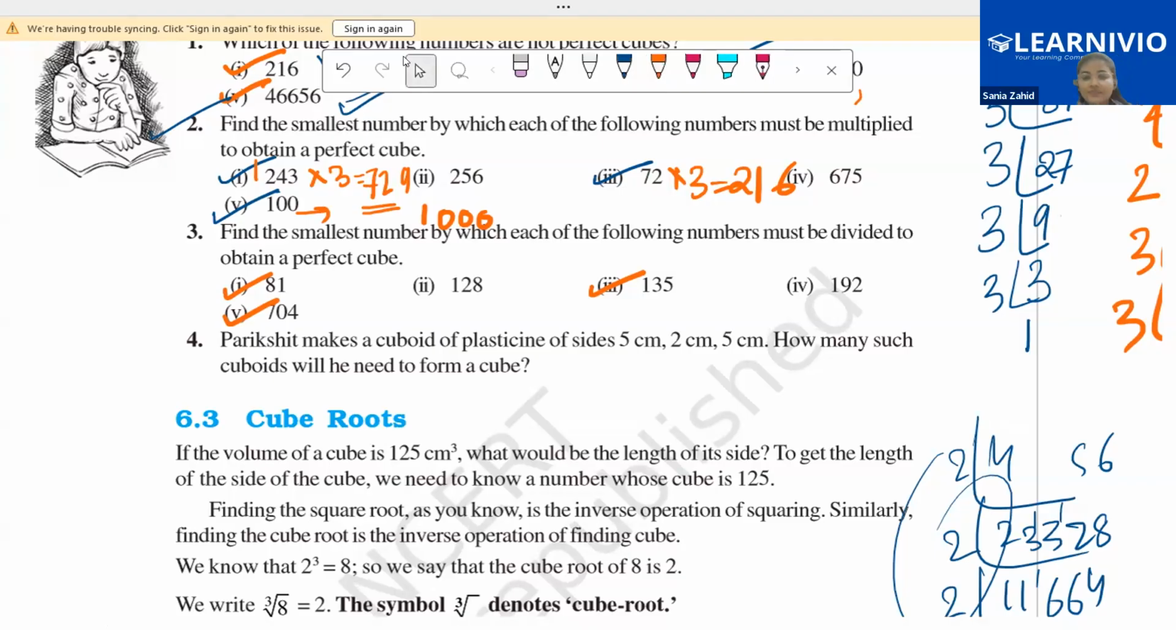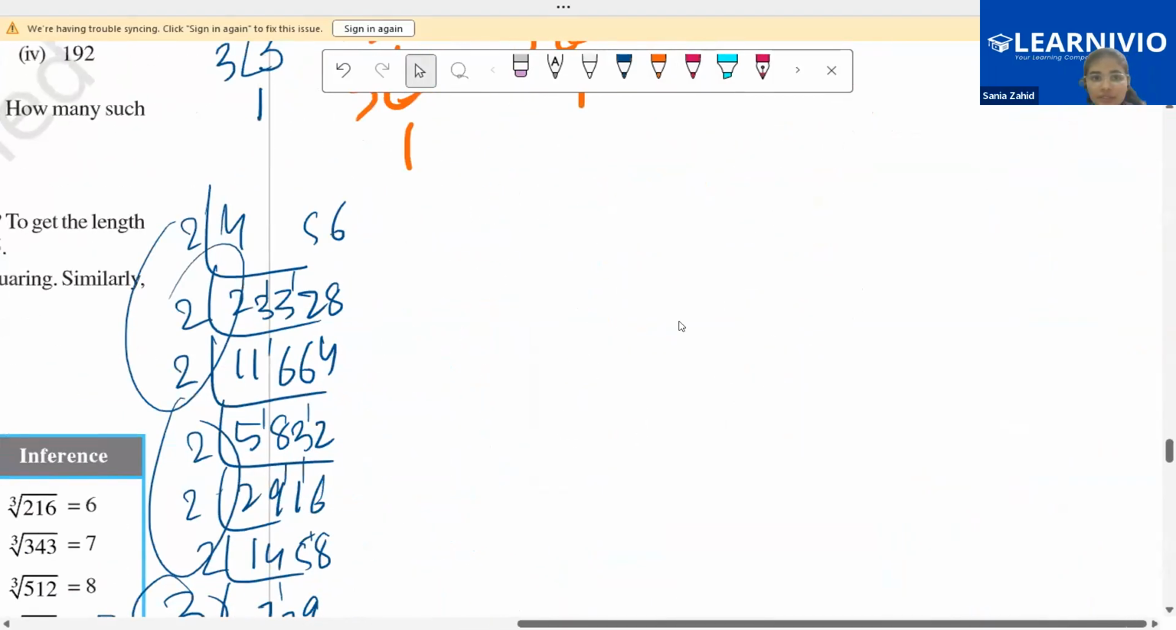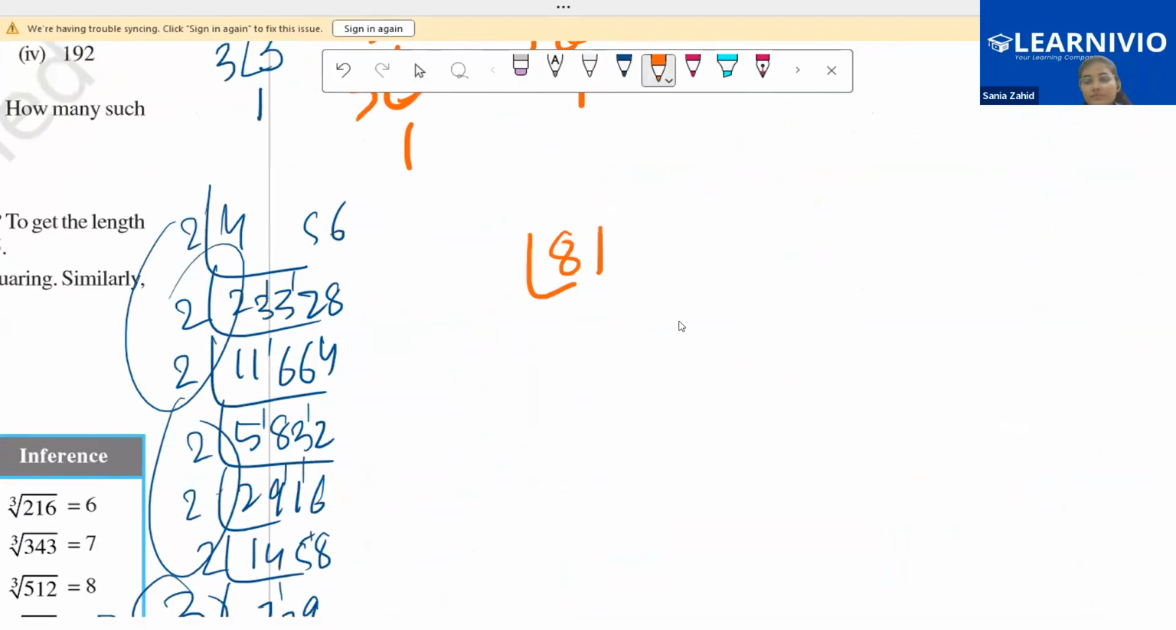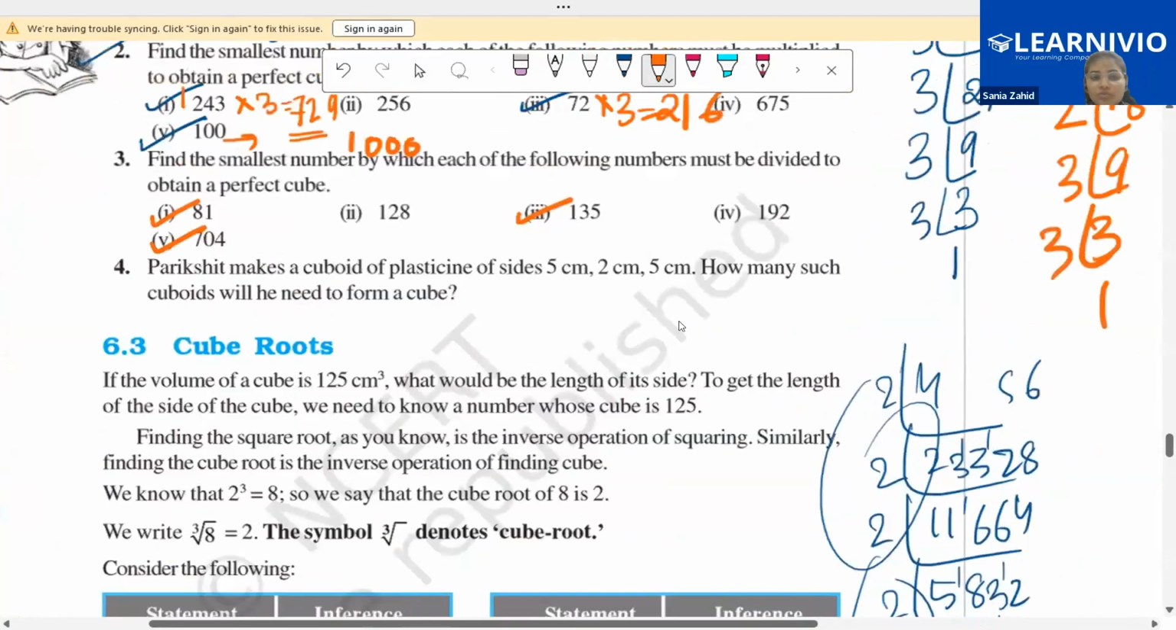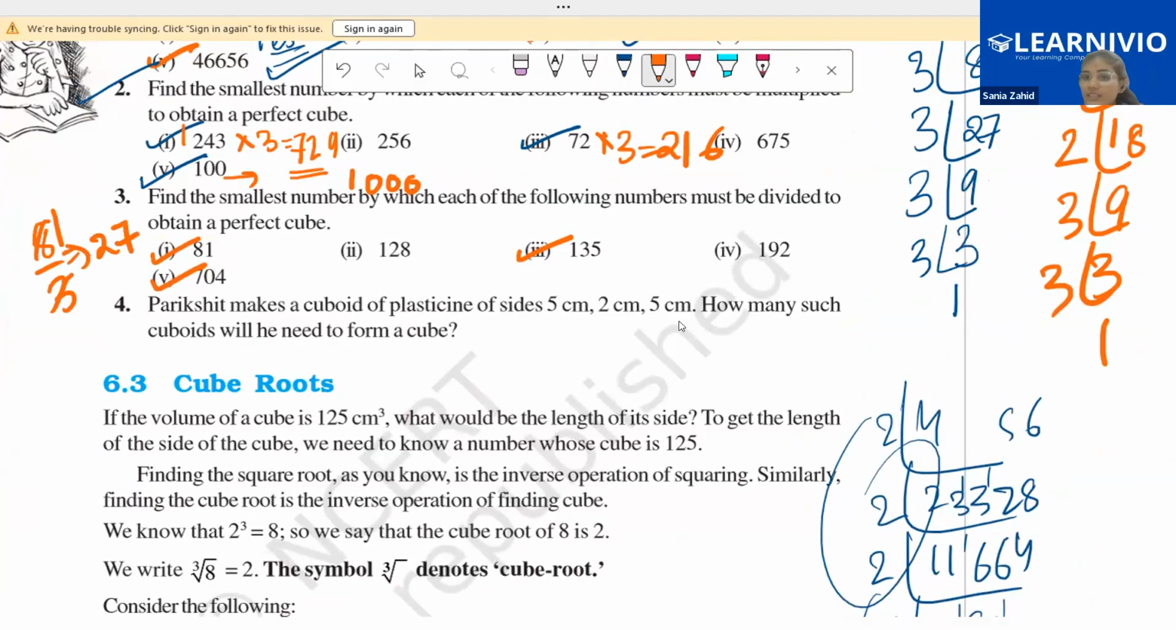Okay, so children, let's discuss. First is 81. Who will tell me for 81? Ma'am, 81 by 3. Okay, how many? 27, then 9, then 3, then 1. 9 and 3 again. Okay, so with which number should I divide it? 3. Yes, I must divide it by 3. So when I divide 81 by 3, what do I get?